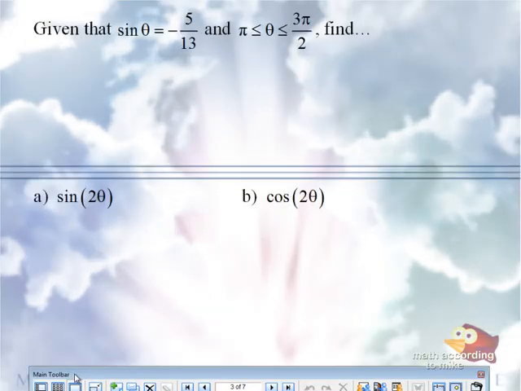Given that the sine of theta is negative 5/13 and that theta is between pi and 3 pi over 2, find part A, sine of 2 theta.